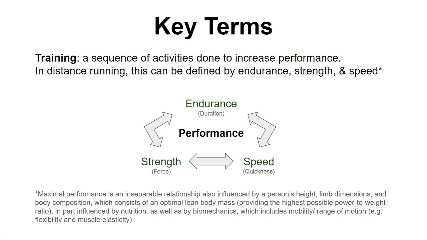So obviously, training can look like any number of things, but I want to focus most on the terms related to distance running, which can be defined by endurance, strength, and speed training. The challenging thing about these terms is that, as I try to visually show here, they're so interconnected and influencing each other, you really can't dissociate one from the other without losing something significant in your performance.